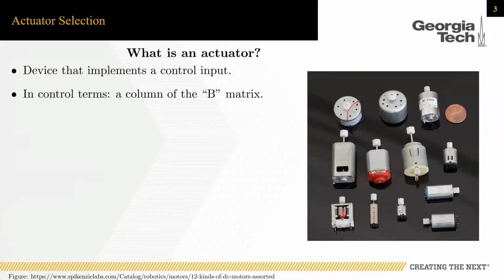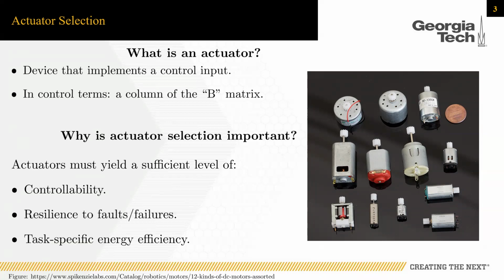Okay, so what is an actuator? I'm sure you have opened some toys, so you know these little toys. Of course, the actuators are not that small, but you all remember this if you opened any toys when you were young, and then you had some RC games, and you see these little actuators. So in control terms, what you mean is you pick this column of the B matrix. Every column of the B matrix actually implements a control input, okay?